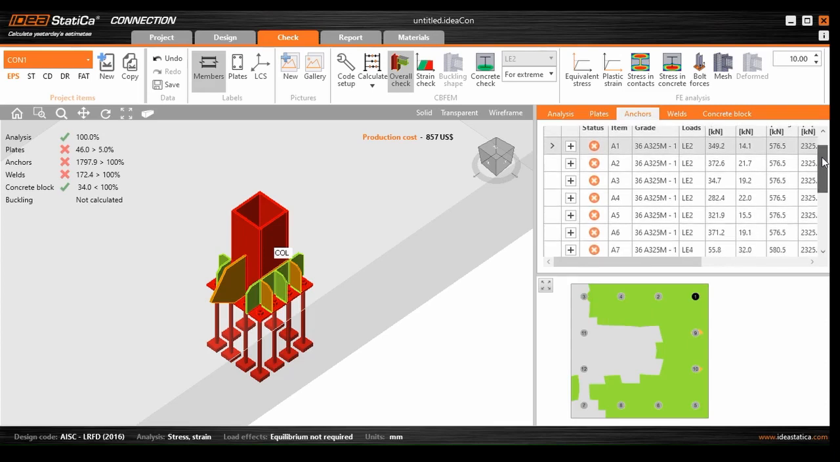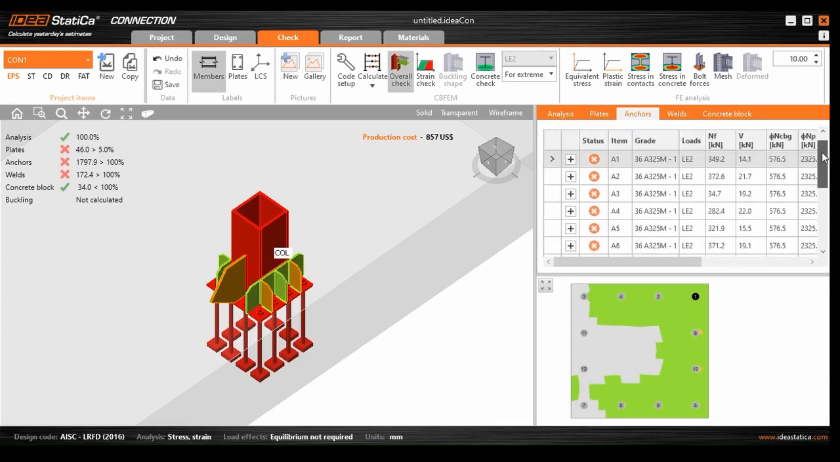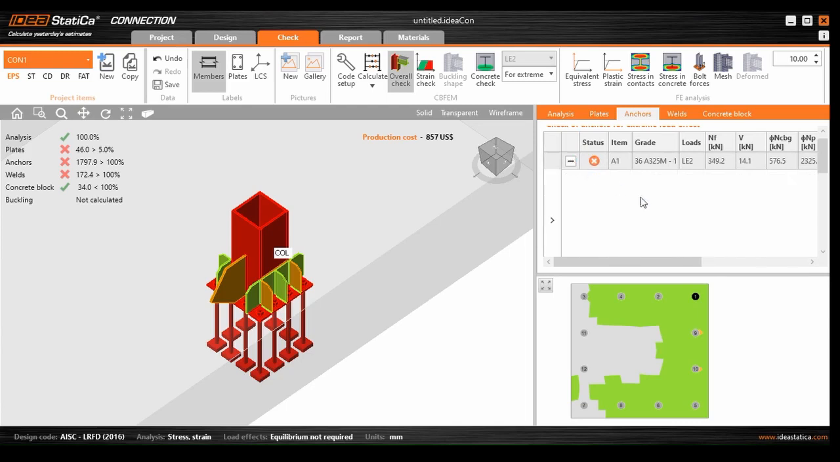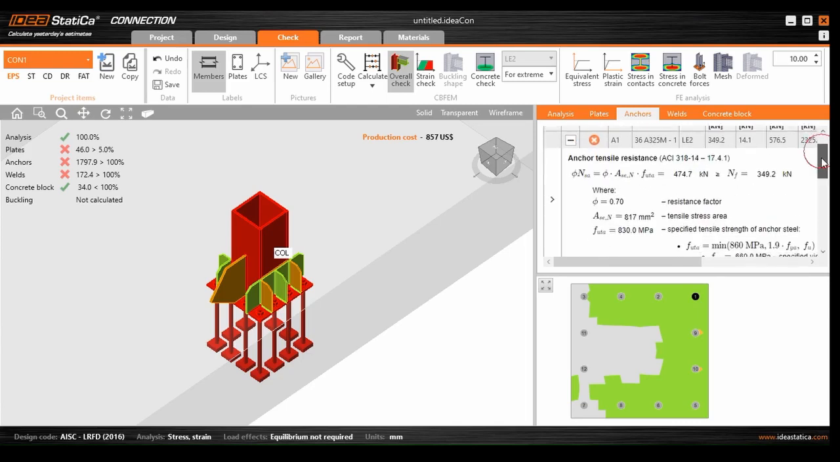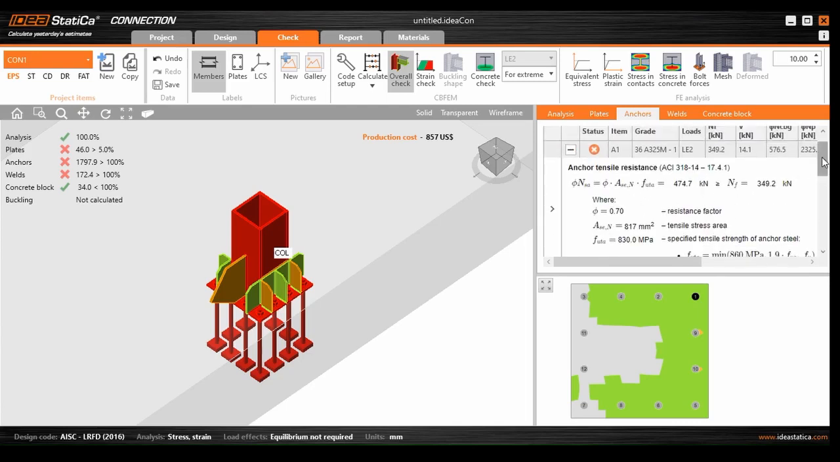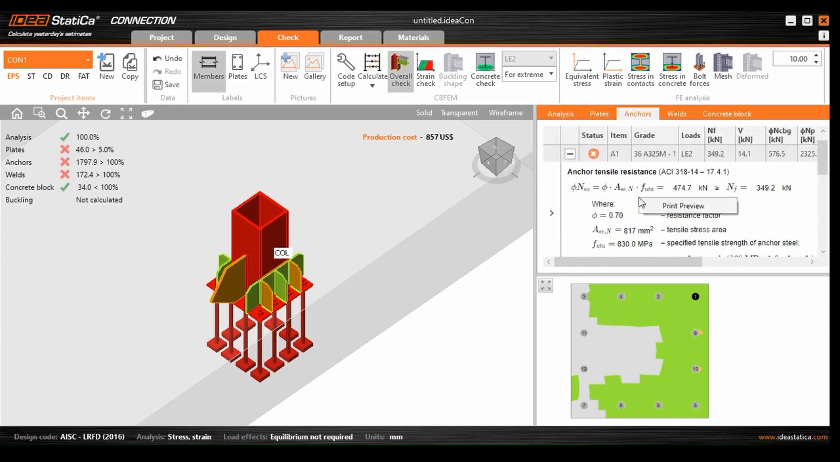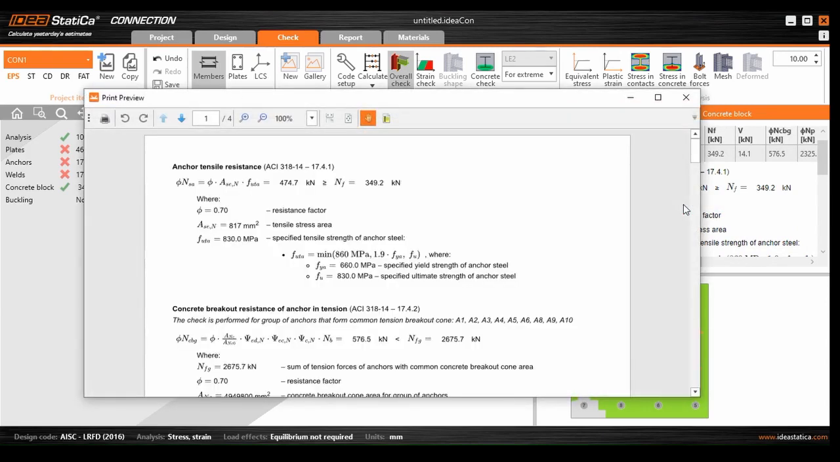Click on one of them, for example, A1 here, okay? Click on this icon here. You can see the design procedure of the anchor A1. Right click on it and then print preview. This is the summary of anchor design.